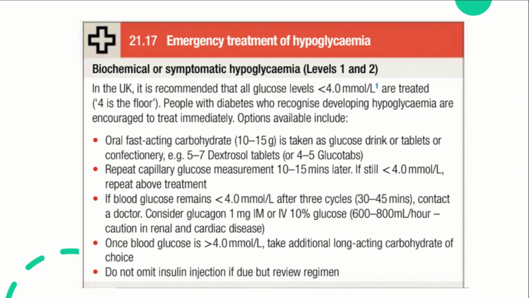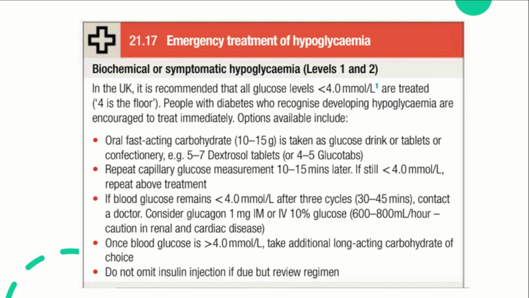Repeat capillary glucose measurement 10 to 15 minutes later. If still less than 4.0 millimoles per liter, repeat the above treatment. If blood glucose remains less than 4.0 millimoles per liter after 3 cycles, 30 to 45 minutes, contact a doctor. Consider glucagon 1 mg IM or IV 10% glucose, 600 to 800 milliliters per hour. Caution in renal and cardiac disease. Once blood glucose is more than 4.0 millimoles per liter, take additional long-acting carbohydrates of choice. Do not omit insulin injection if due, but review the regimen.